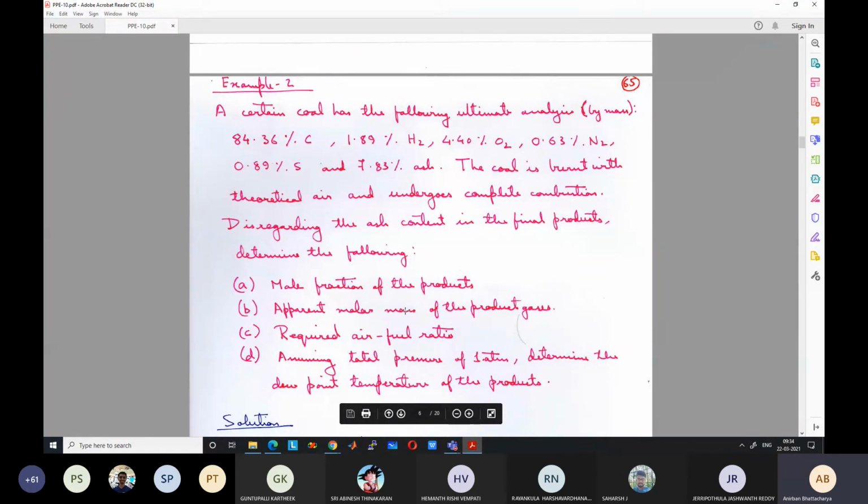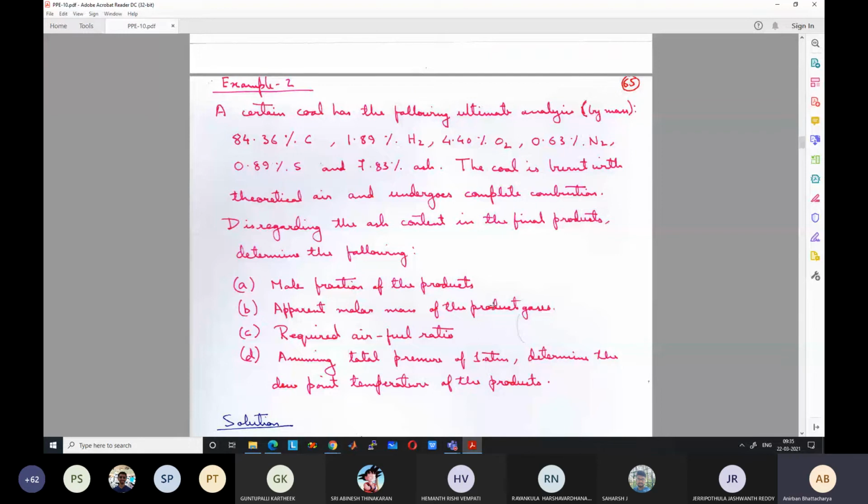Then the apparent molar mass of the product gas. After combustion, the entire products leave as a gaseous mass, which is known as flue gases, because it goes through the flue. Flue is the stack or the chimney. So what is the average molar mass of that? We want to find that out. Questions?